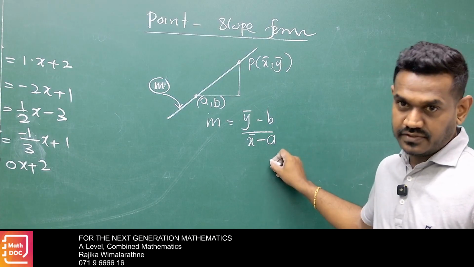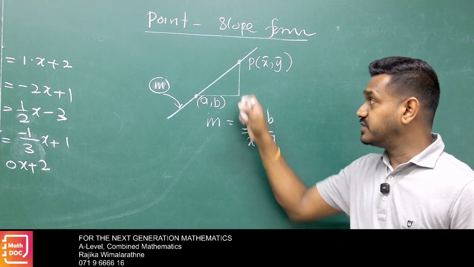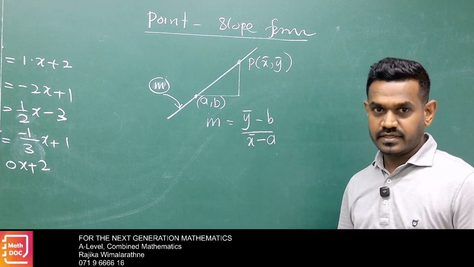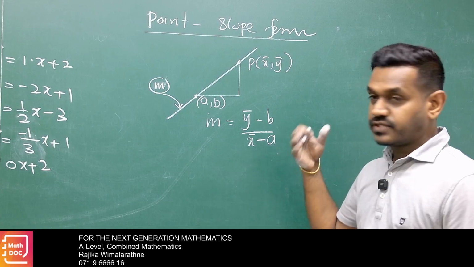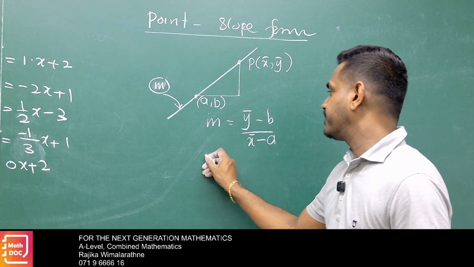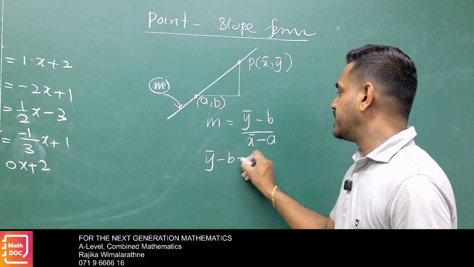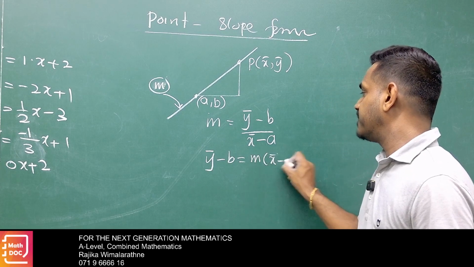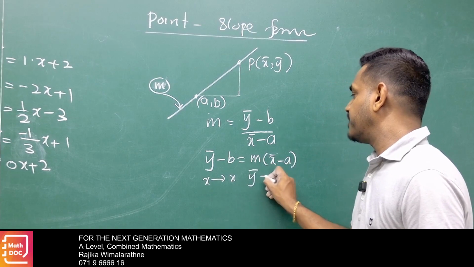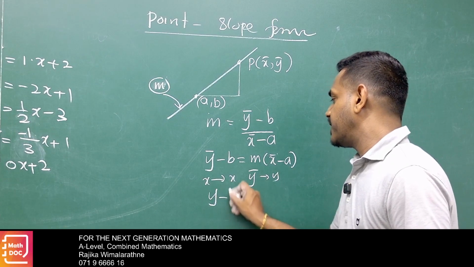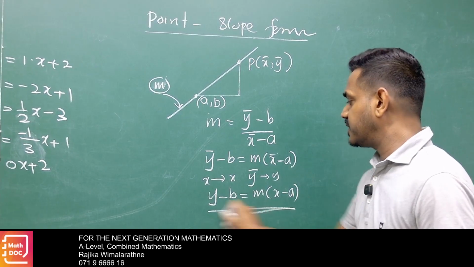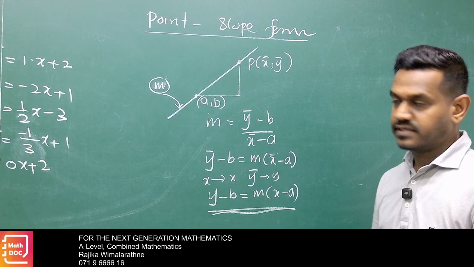Here we are finding a locus. So I told you, when finding a locus, you had better take a general point (x bar, y bar), connect everything, and later replace x bar by x and y bar by y. Then y bar minus b equals m times (x bar minus a). Now replace x bar by x, y bar by y. Then y minus b equals m times (x minus a). Here is the corresponding equation.